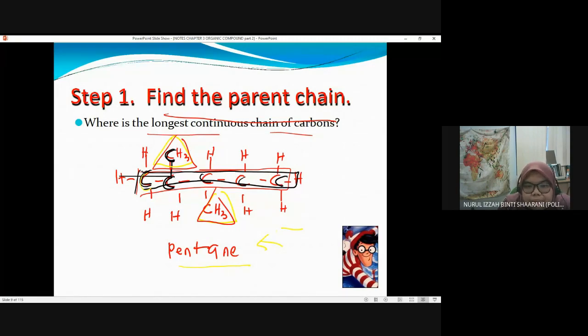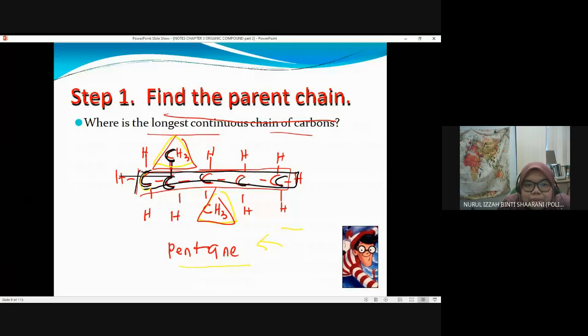So if the parent chain, kita namakan dia PEN because 5 carbon, and ANE because of the ending of the parent chain tu, because we have a single covalent bonding between carbon and also carbon, so dia punya ending must be ANE. So now, ada benda lagi yang kita need to be named according to the IUPAC.